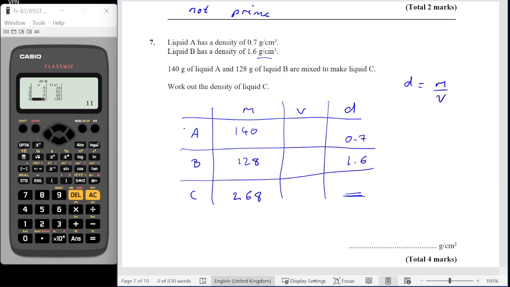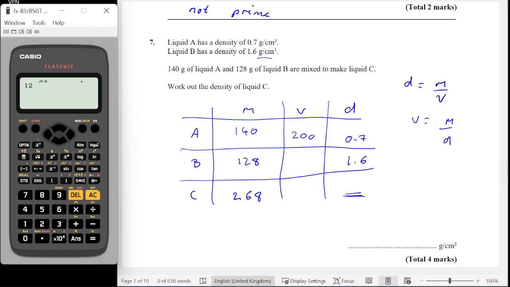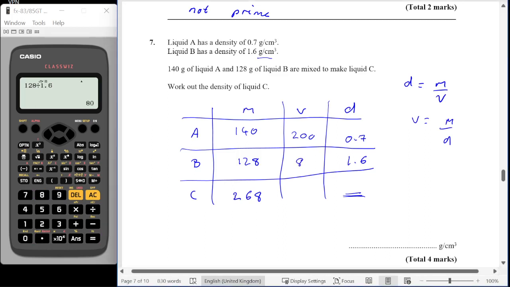So if we rearrange this equation, we get that volume is equal to... sorry, I've got that the wrong way around. Volume is mass divided by density. So the volume of liquid A, let's go back into our calculator mode, 140 divided by 0.7. So that's going to be 200. And then the volume of liquid B is 128 divided by 1.6. So that's going to be 80. So liquid C will have a volume of 280.